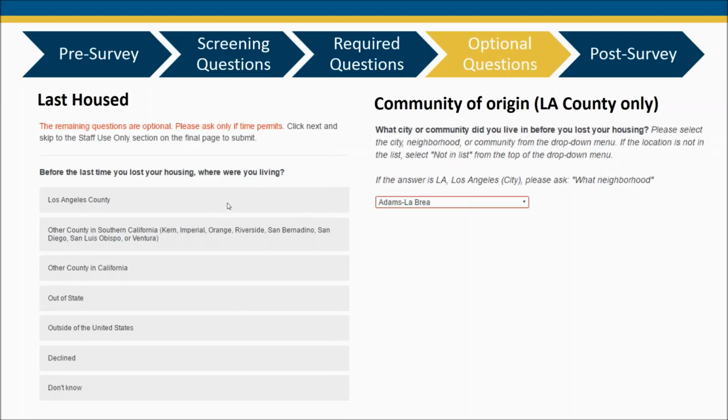And if somebody answers Los Angeles County, you're going to see a follow-up question popping up. What city or community did you live in before you lost your home? And this is to capture the specific neighborhood or area within the city or the county. Because as we all know, LA County and the city are very large. So the purpose of this question is to drill down deeper in terms of where exactly they were living before they lost their housing. So if their answer is LA or LA City, please ask a follow-up question of what neighborhood were you in? And as you can see, there is a drop-down menu available for you so that you can look up the name of the city or the community.